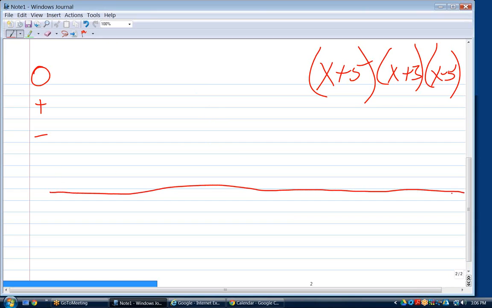I use something called a sign chart. Are you familiar with it? I think we've gone over it. It was probably earlier on in the year. What are the critical points for this particular function? Minus 5, minus 3, and 5. If I put those on a sign chart, and I'll go ahead and put 0 on here, although I normally leave 0 off. And I'll show you why.